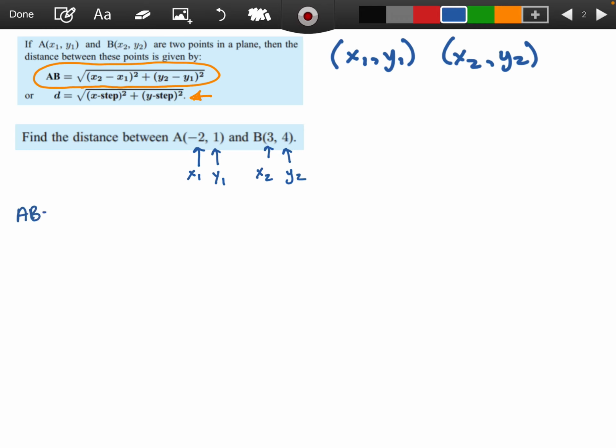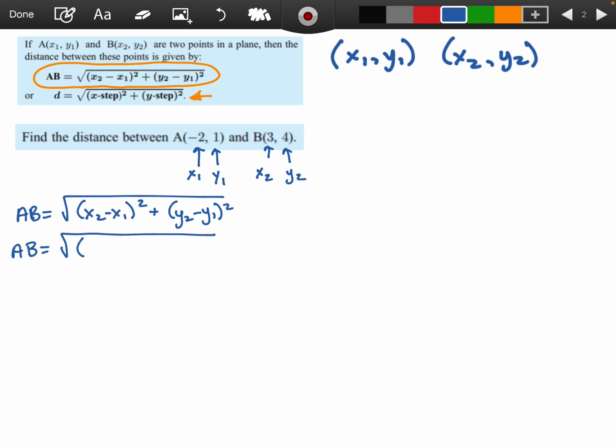So AB is equal to the square root of x2 minus x1 squared plus y2 minus y1 squared. So now we're just going to plug our values right into the formula. So we've got x2 is 3 minus -2, square that, plus 4 minus 1, square that. So if you are comfortable with using your graphing calculator, you could put that entire bit into your calculator and away you go.